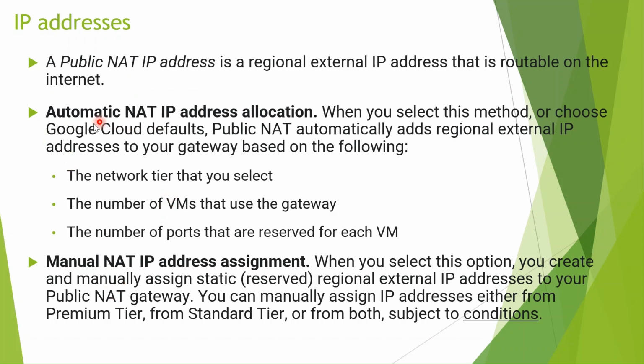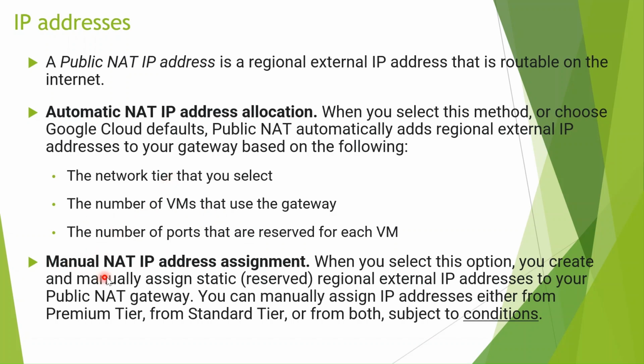So what will happen in the automatic? Google will automatically assign the IP addresses. Suppose your traffic is increasing and you have added more VMs. Previously you were supporting 10 VMs, now 100 VMs. Google will automatically add new IP addresses, so you don't have to do anything. And if you remove some VMs and traffic is low, Google will remove that IP address also. It will be done by Google only, and it will be based on which network tier you have selected, premium or standard, the number of VMs, and the number of ports that are reserved. I will show you all these things.